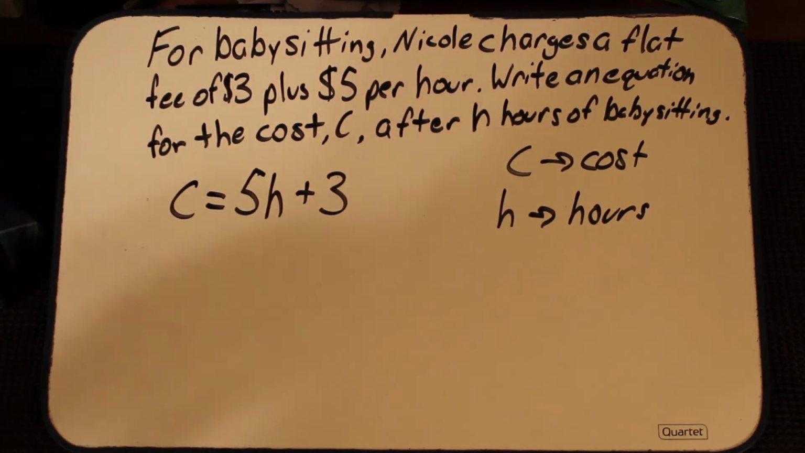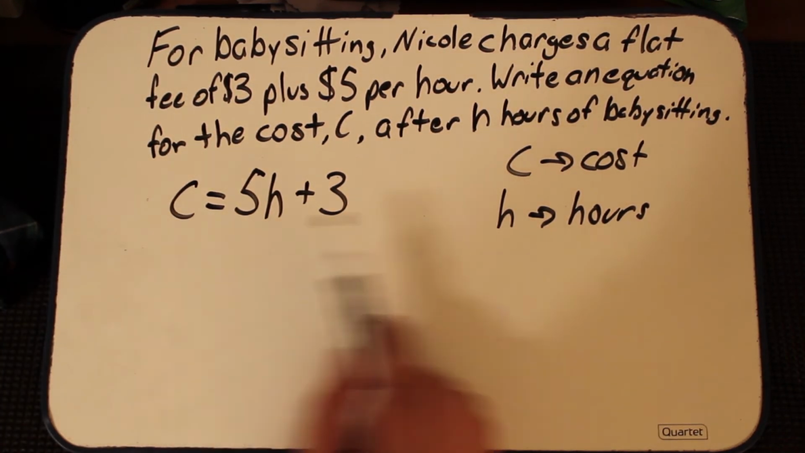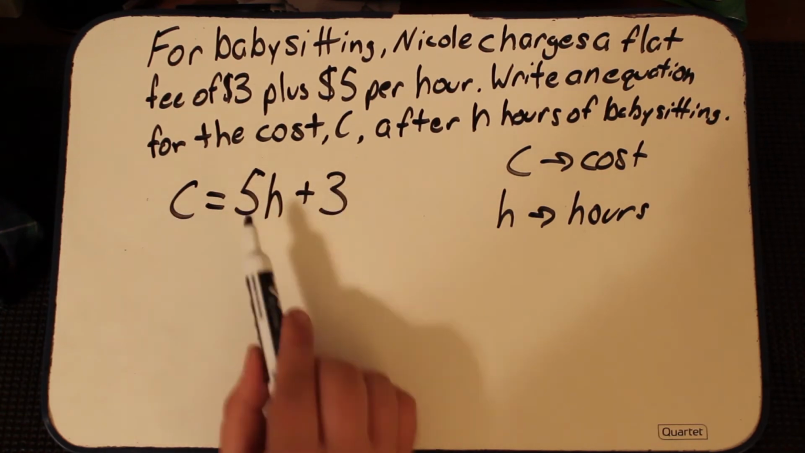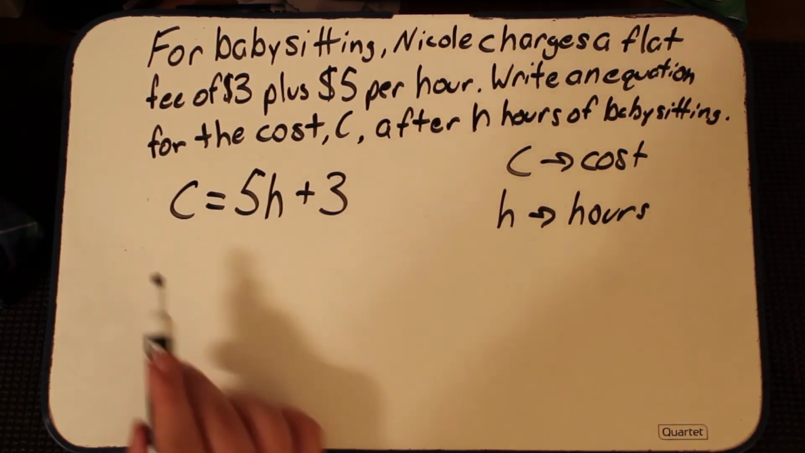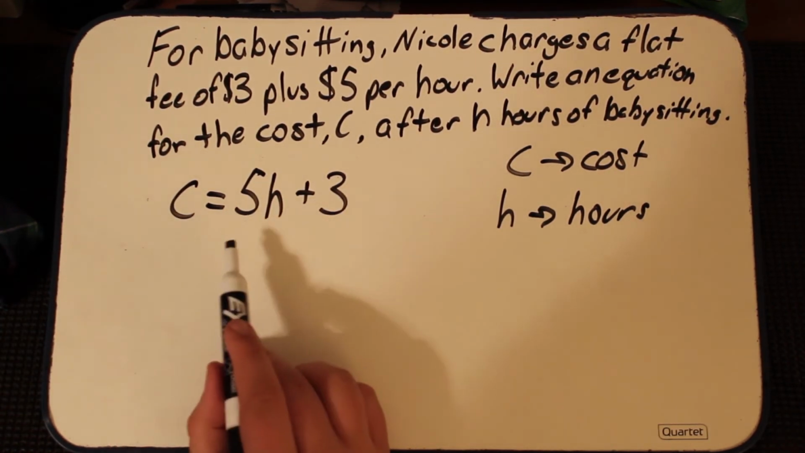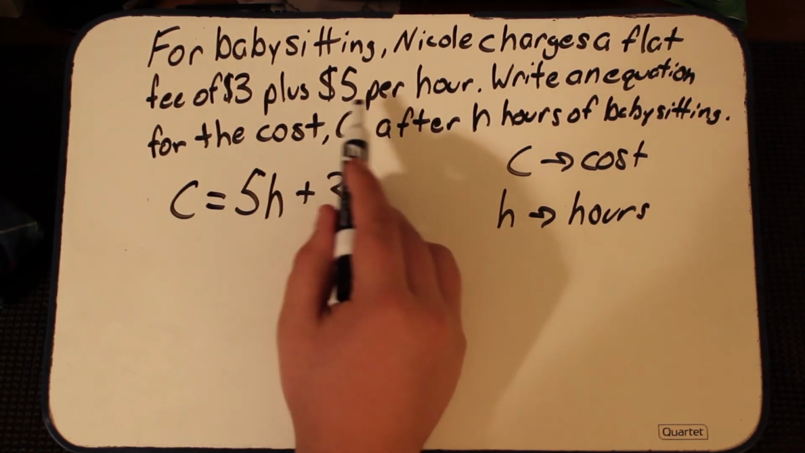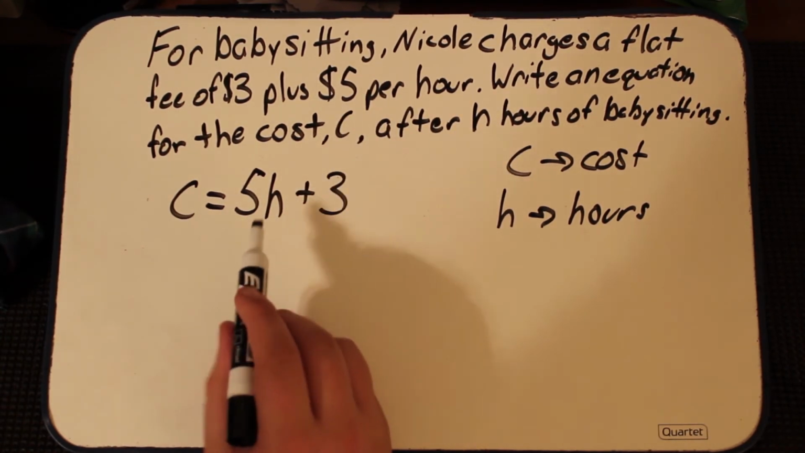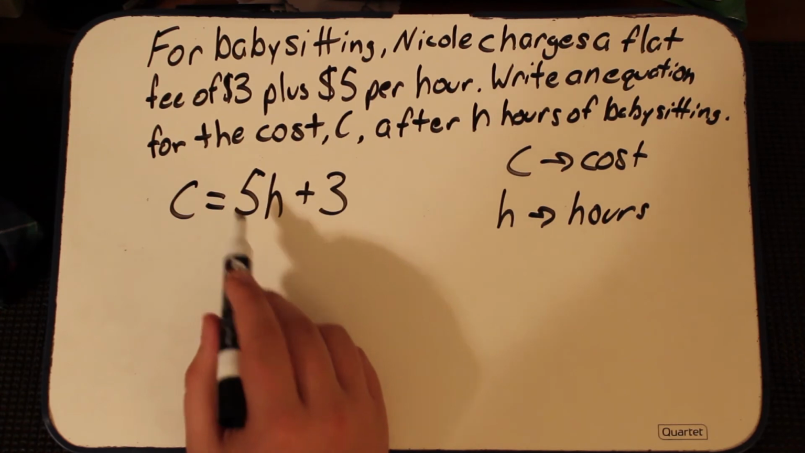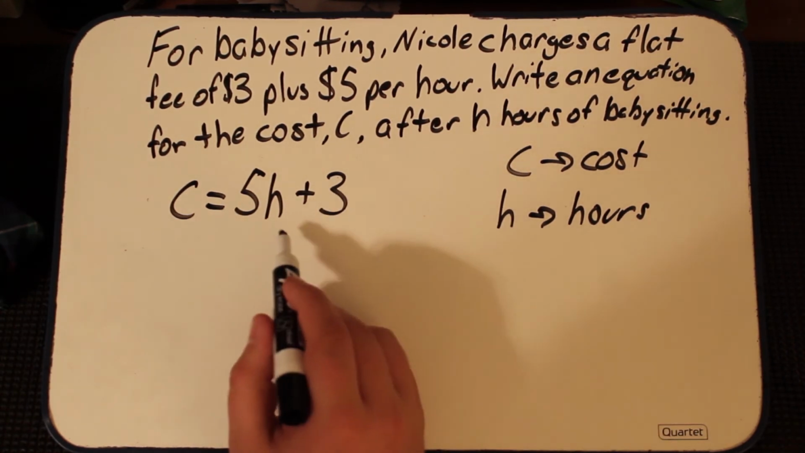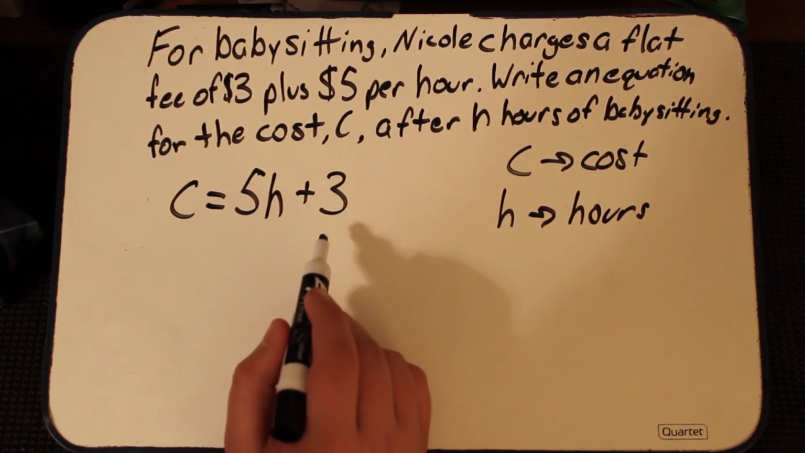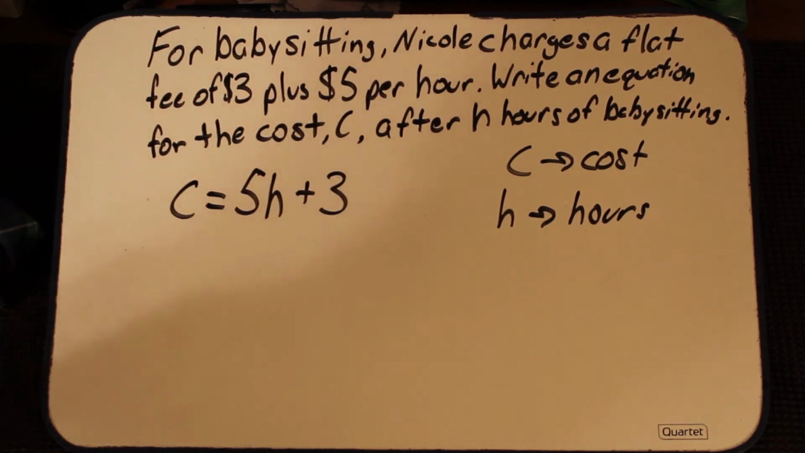We saw that we were looking for the cost. We want to find the total cost. So we said C equals our rate of change, which we have $5 per hour. So we have 5 times the number of hours plus the initial fee of $3. And that's how you would do this type of problem.